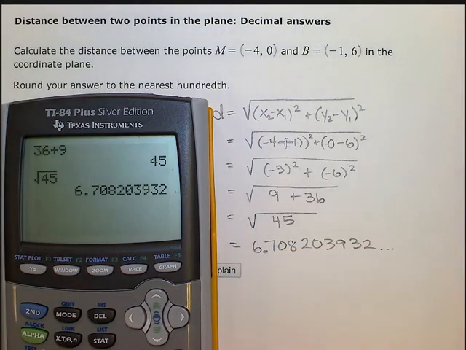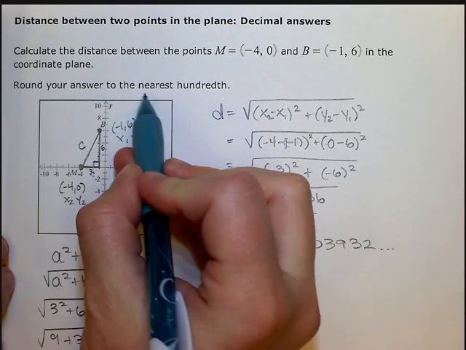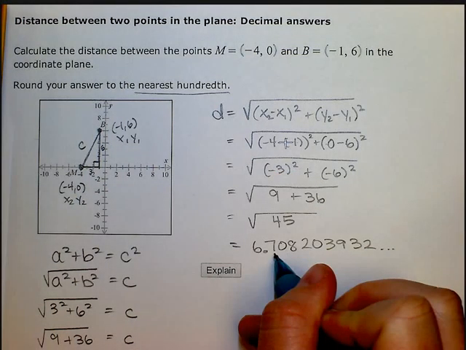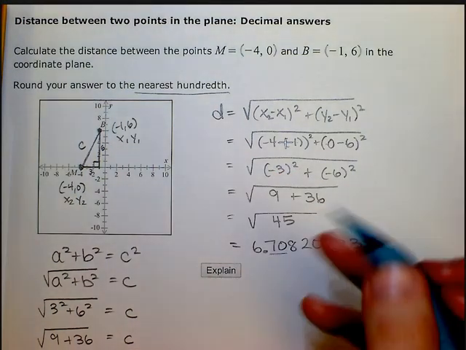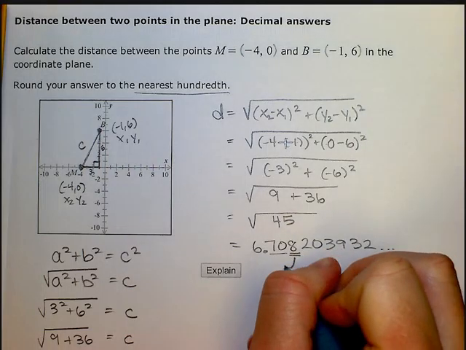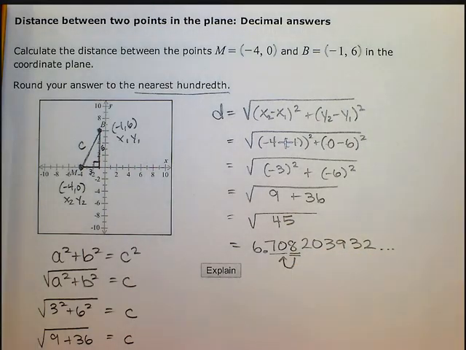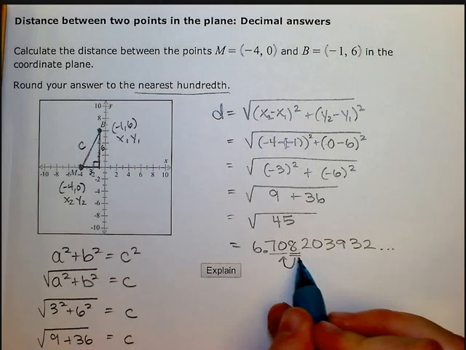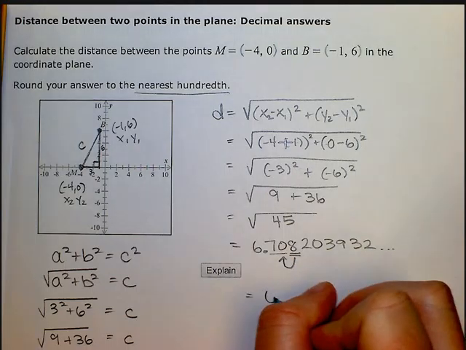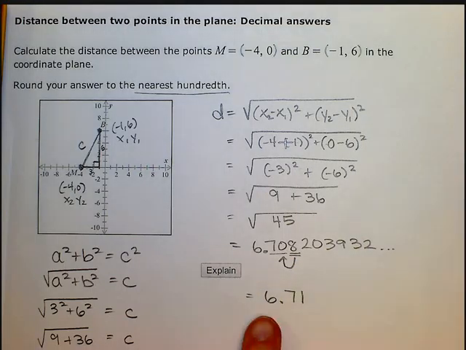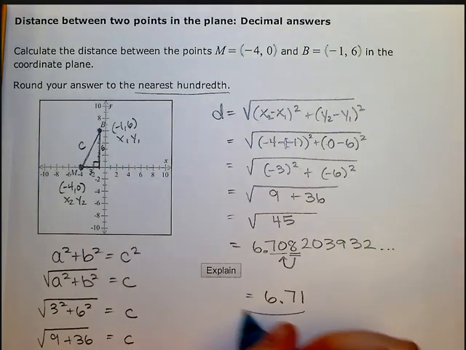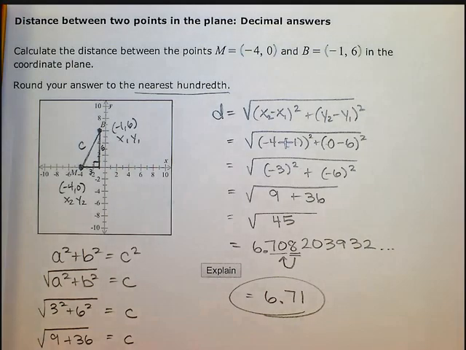However, this problem asked me to round to the nearest hundredth, which means I want 2 places after my decimal. So I look at the third place and see if it's big enough to bump the second place. Is the 8 big enough to bump the 0? It is. So my final answer is going to be 6.71 is the distance between those 2 points.